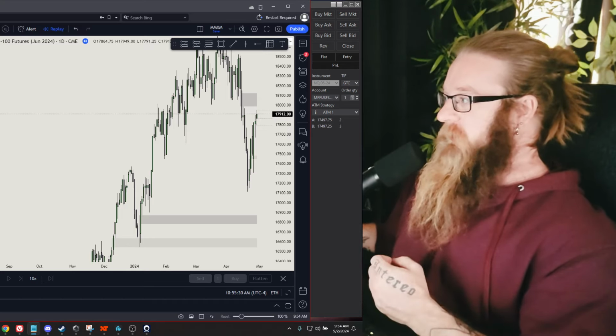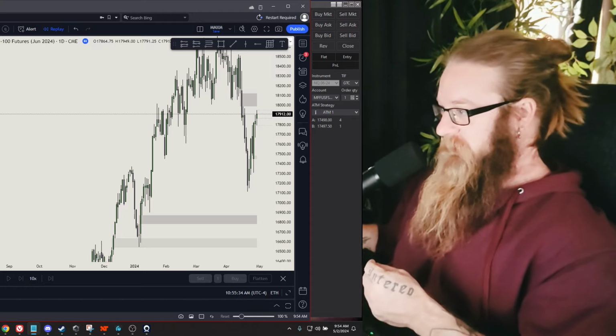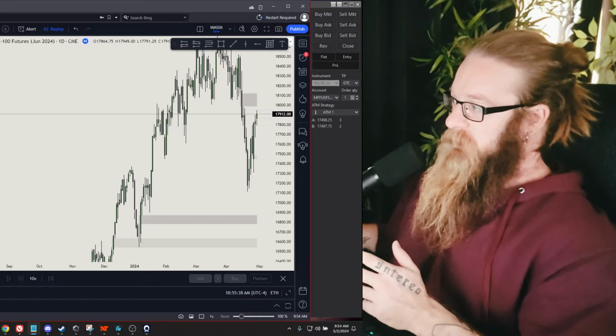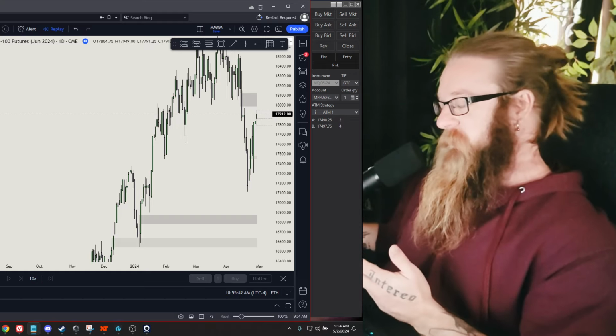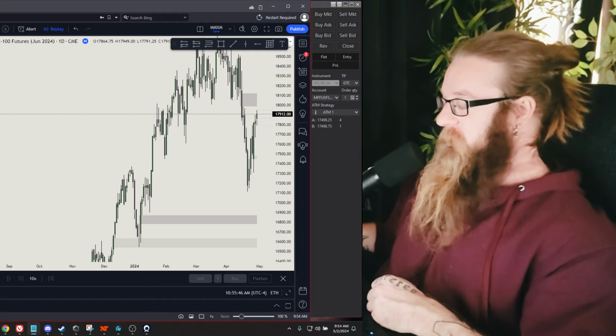This isn't what we do. ICT says this several times. We're not trying to predict. We're reacting to what price is showing us. Obviously, when you get really good, you can predict what's going to happen next with some pretty decent odds, but that takes some considerable screen time.